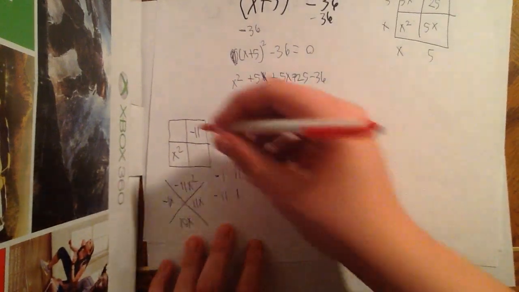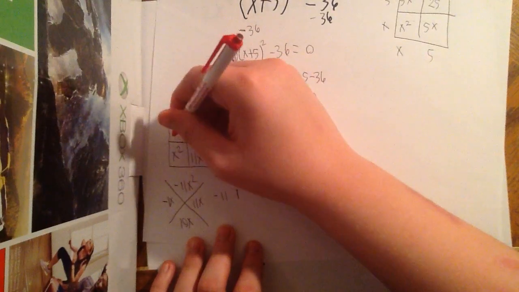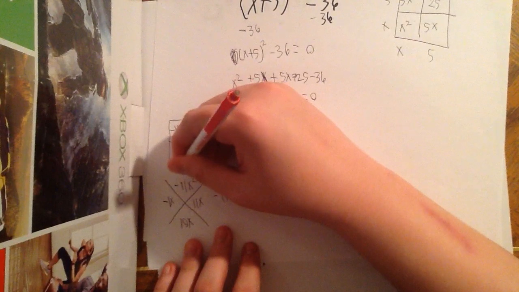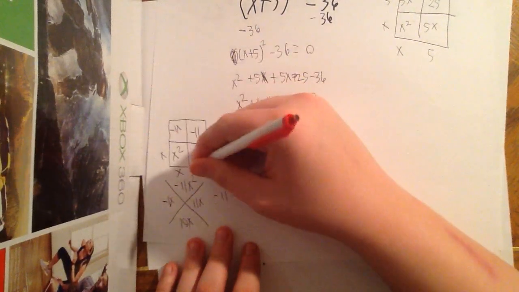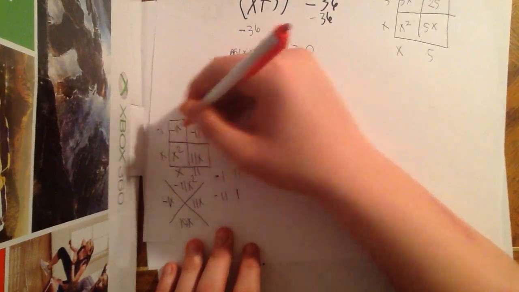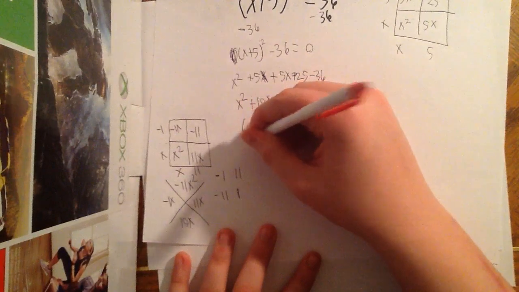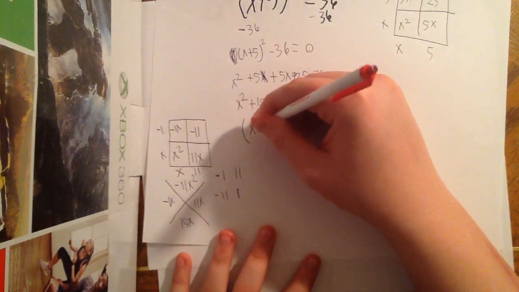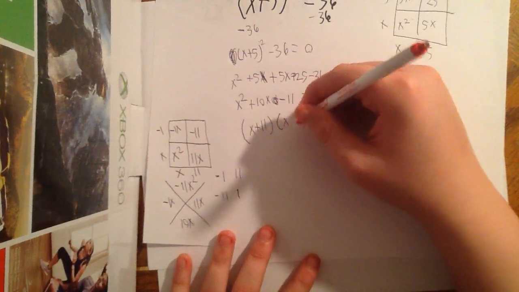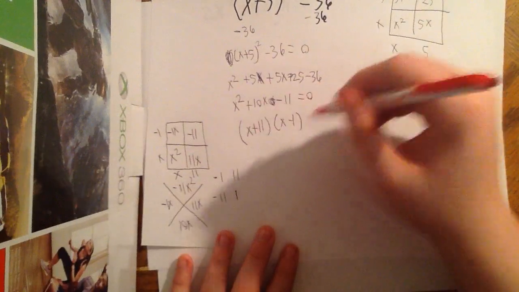So what we want to do is fill in the box with what we know again. 11x, negative 1x. And we can just fill in the terms that satisfy this box. So x, 11 times x, 11. And then negative 1 times 11 equals negative 11. So then we can just write it out: x plus 11, x minus 1, equals 0.